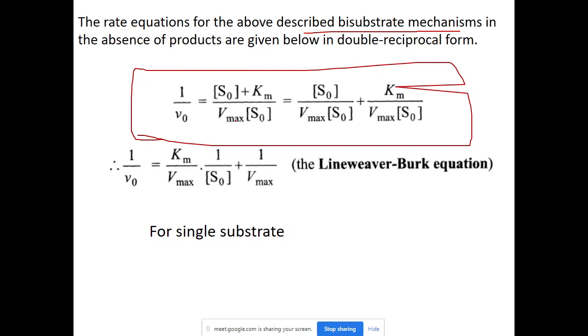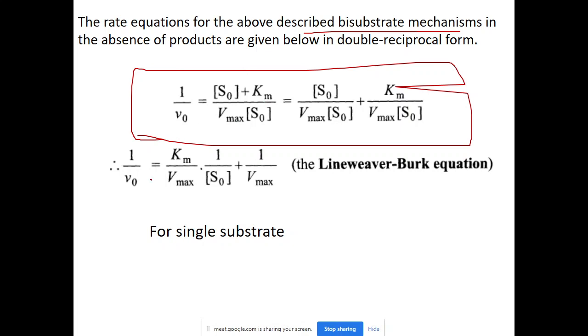So V0 is equal to Vmax multiplied by S0 divided by S0 plus Km. Km refers to the kinetic constant and S0 refers to substrate concentration. Vmax refers to maximum velocity. Now this can be simplified and can be given in this form. So you separate this one and you will get this value.